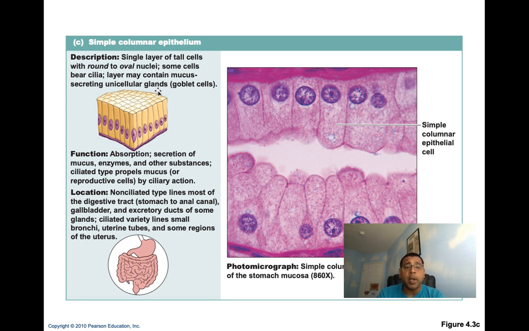Now, the function of these simple columnar epithelia is absorption. Now, if you have cilia, we'll see it's helping to move things along. Absorption, secretion, secretion of mucus. We can see secretion of enzymes and also secretion of other substances. Now, the ciliated type, we said, is going to be responsible for propelling substances forward.